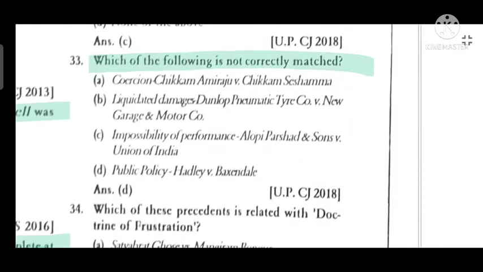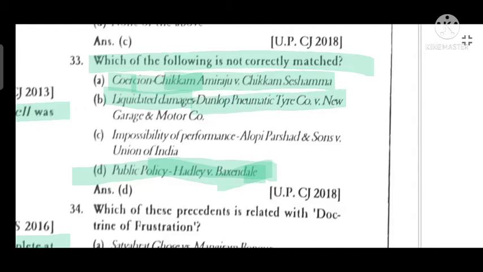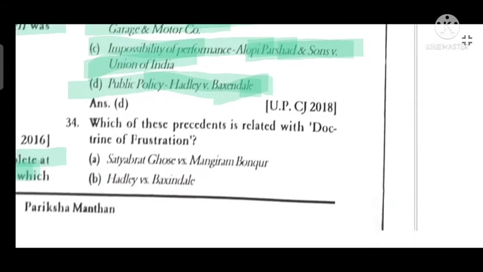Which one of the following is not correctly matched? Public policy, Hadley versus Baxendale, is not correctly matched. Coercion, Chikkam Ammiraju versus Chikkam Seshamma. Liquidated damage, Dunlop Pneumatic Tyre Company versus New Garage and Motor Company. Impossibility of performance, Alopi Prasad and Sons versus Union of India.